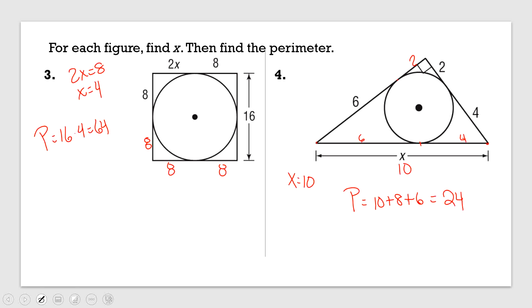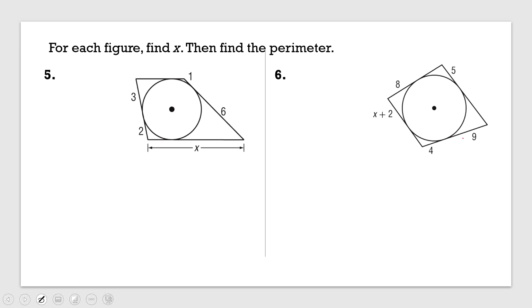Hope this is making sense. This is really pretty straightforward. Okay, here's the last two, a little bit trickier, but definitely go through them, see what you can get, plug your answers in the Edpuzzle, and then we will move on.